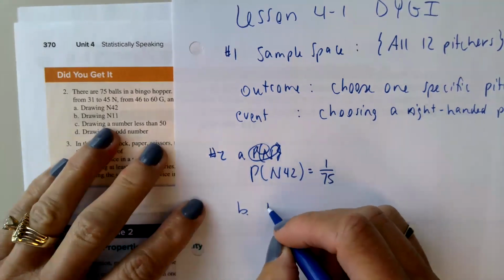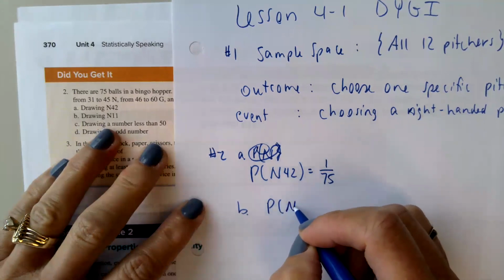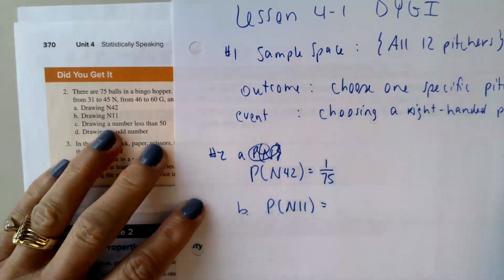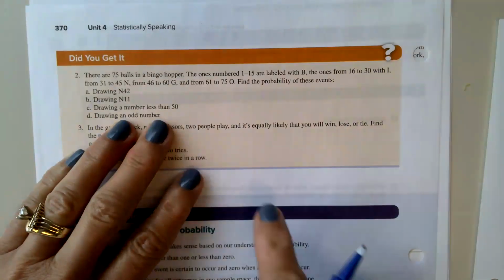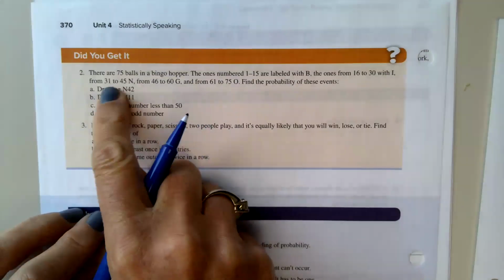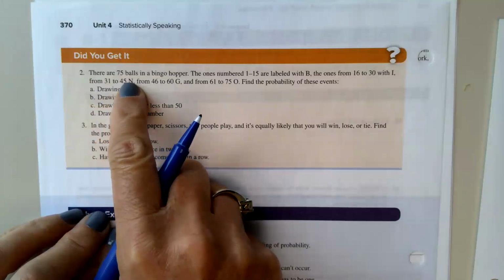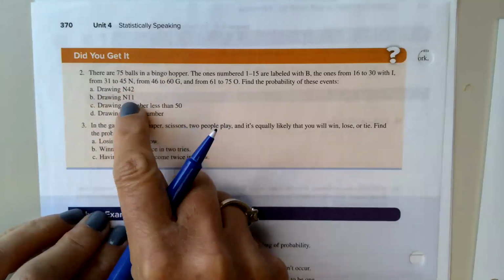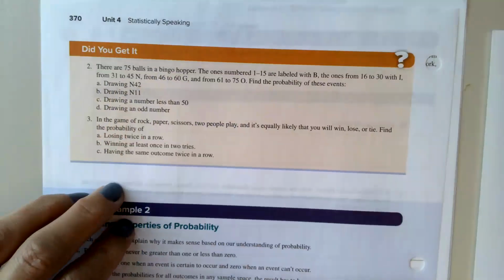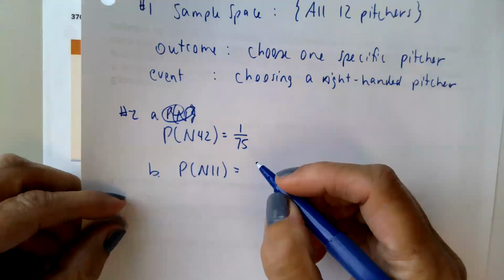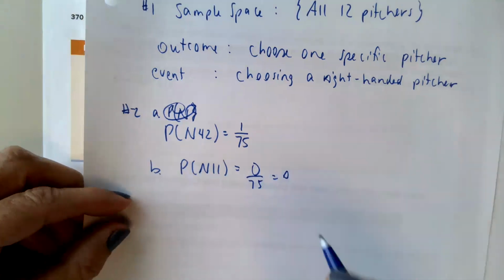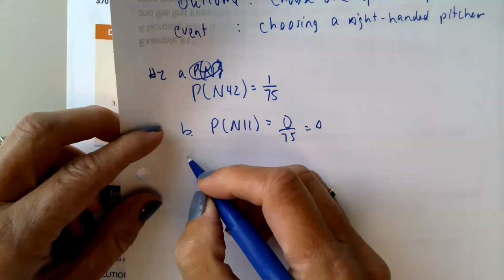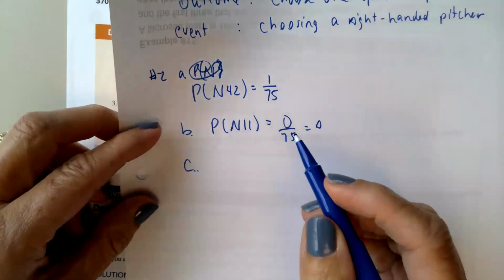Then B says, what is the probability of drawing an N11? Well, I'm going to go back to my description here. To be an N, they have to be numbers 31 to 45. So there is not a ball that has an N and an 11. So this would just be 0 out of 75 or 0, because none of the balls satisfy that.